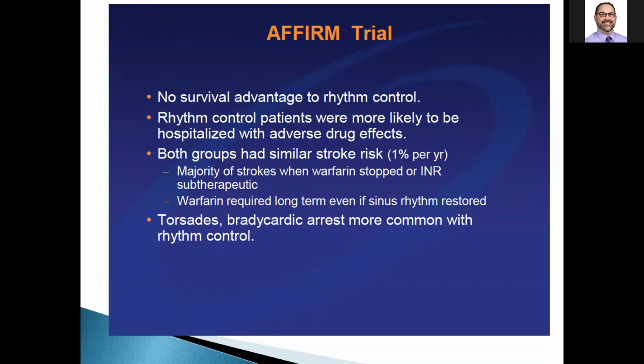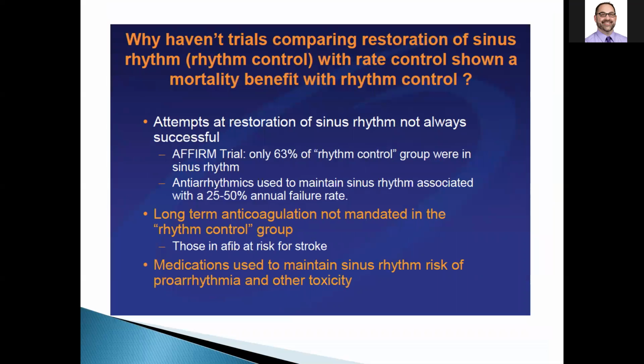Another take-home: torsades and bradycardia are more common in the rhythm control patient, and they were more likely to be hospitalized due to adverse drug events. So again, when we look at comparison trials, why haven't there been other ones? Medications used to maintain sinus rhythm have proarrhythmia and other toxicities.